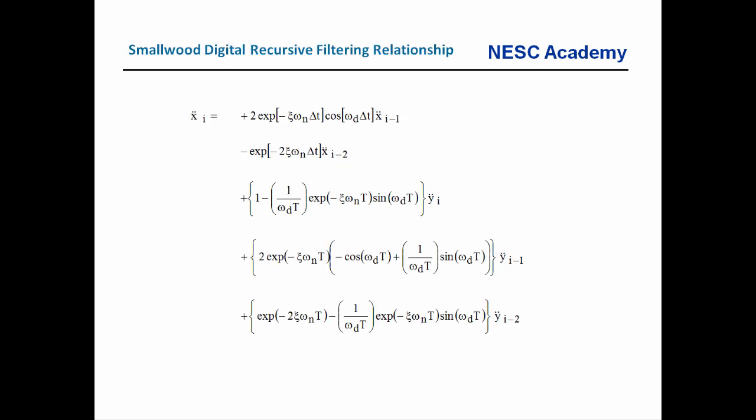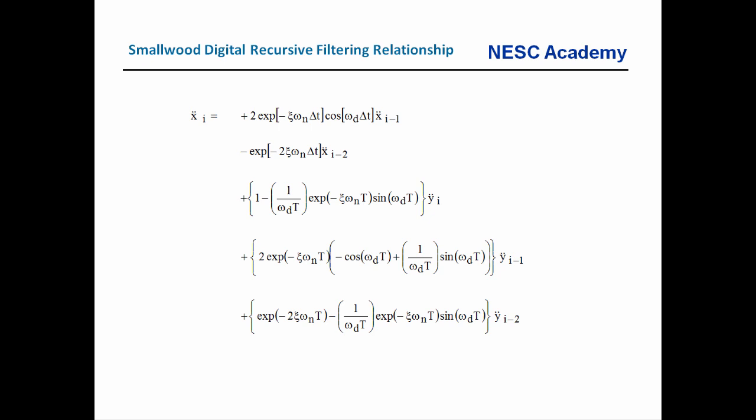So what we use is, well, David O. Smallwood, who worked at Sandia Labs for many years before retiring or semi-retiring, and in a paper long ago he came up with what I'll call the Smallwood ramp invariant digital recursive filtering relationship. And again, we've seen this before. We've used it before in previous units.